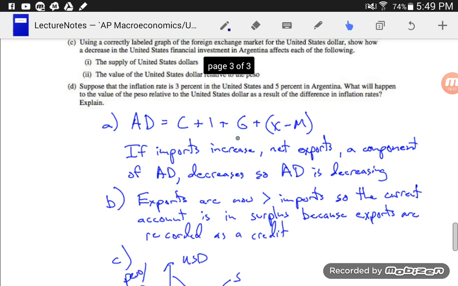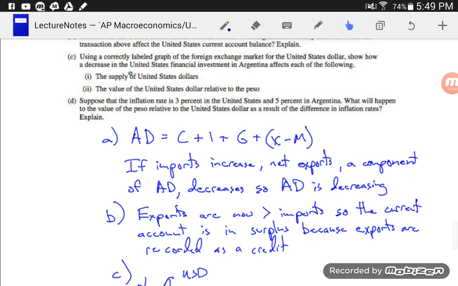All right, then what does the rest of the question say? Show how a decrease in the United States financial investment in Argentina affects each of the following.